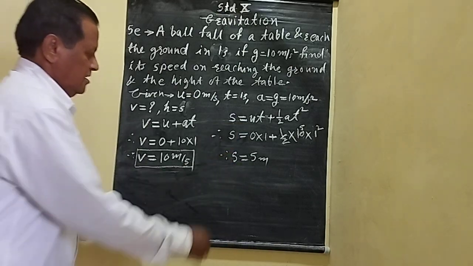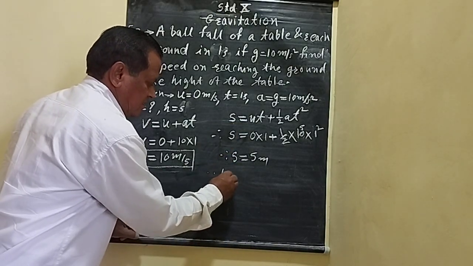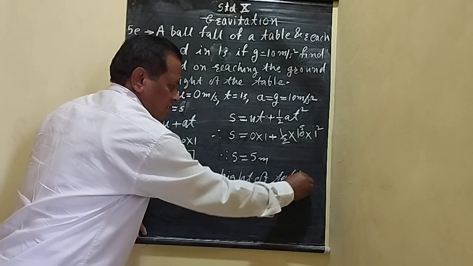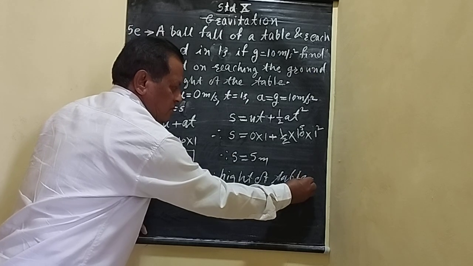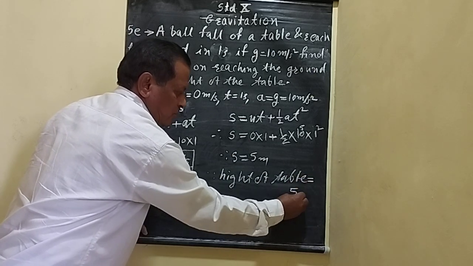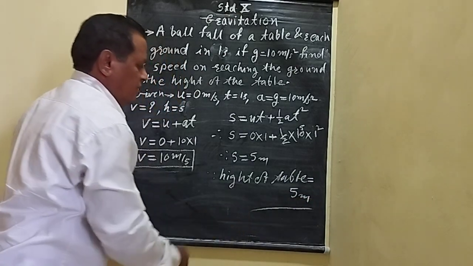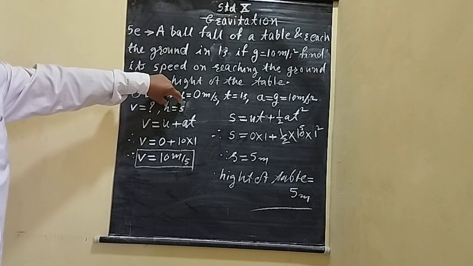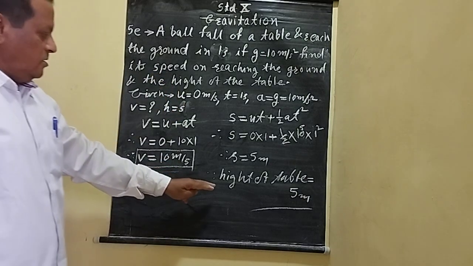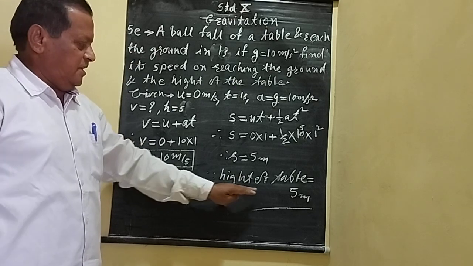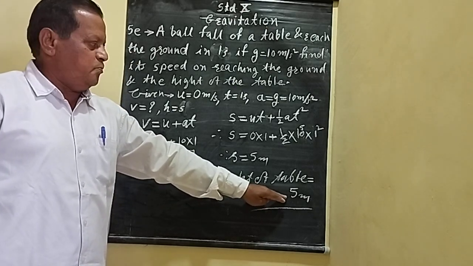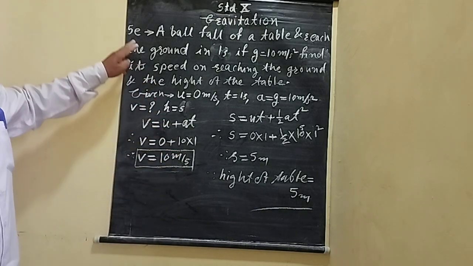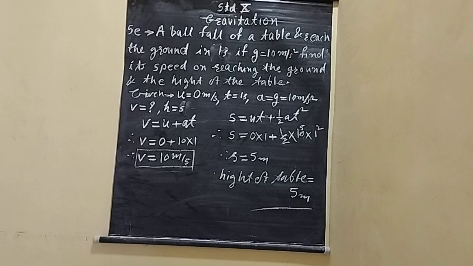And s is h. Therefore, height of the table is equal to 5 meter. This is our second answer, or the answer for this second question. So the height of that table is 5 meter, which means the ball falls from a distance of 5 meter. Thus we learn about question number 5E.